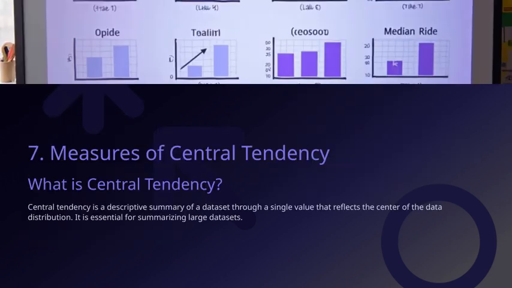Now, let's talk about measures of central tendency. You might wonder, what exactly is central tendency? Well, it's a way to summarize a dataset with a single value that best represents the center of the data distribution. Essentially, it's about capturing the typical or average value in your dataset. This concept is really important because when you're dealing with large amounts of data, it helps you get a quick understanding without getting lost in all the individual data points. So, central tendency acts as a helpful summary that makes complex data more digestible and easier to interpret. As we continue, you'll see how this ties into the broader goal of making data meaningful and actionable.